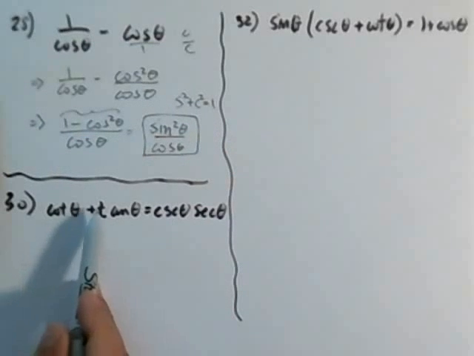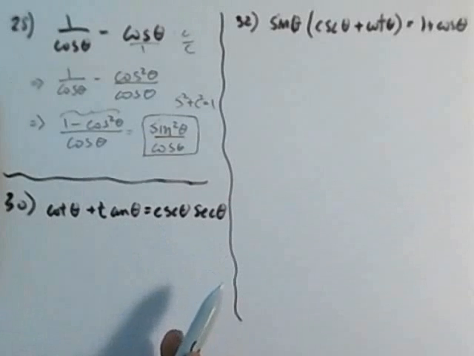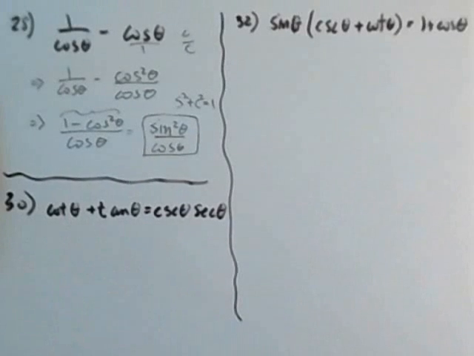Show that the cotangent of the angle plus the tangent of the angle is equal to the cosecant of the angle times the secant of the angle. The cotangent of the angle is going to be, can you wait a second please? Give me about 10 or 15 seconds.